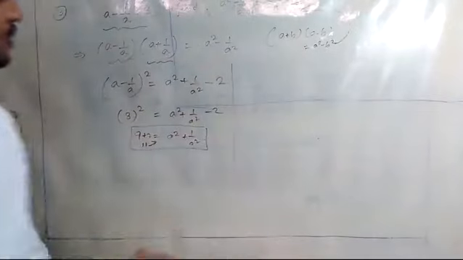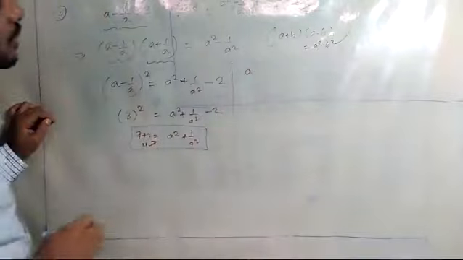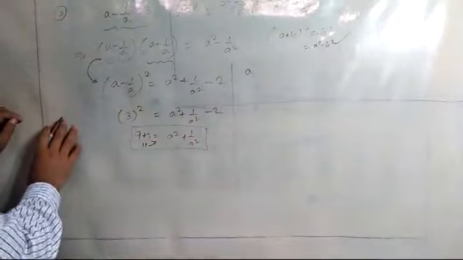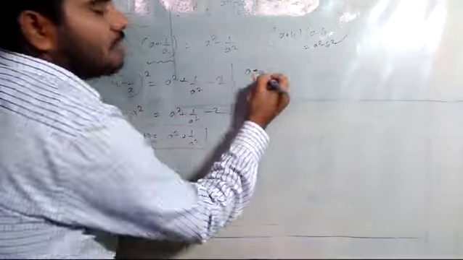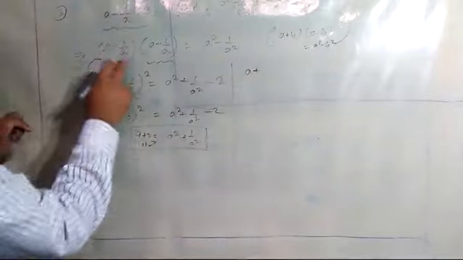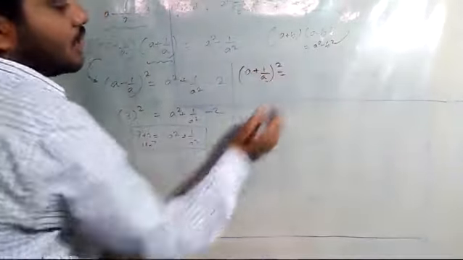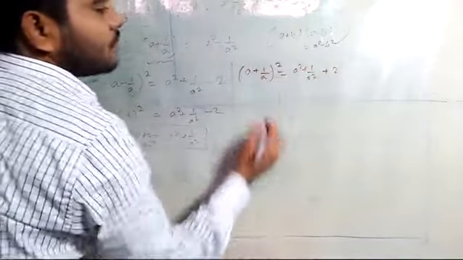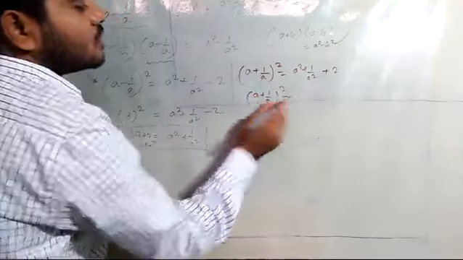Now, what you have to do here, you have to find out a plus 1 by a. A minus 1 by a we already know. From a minus 1 by a, you can easily find a plus 1 by a. Shortcut method is also there. I will not be discussing that shortcut method here. You have to go step by step. So here a plus 1 by a whole square, if you write, it will be equal to a square plus 1 by a square plus 2. Now this is what we don't know, this is what we have to find.